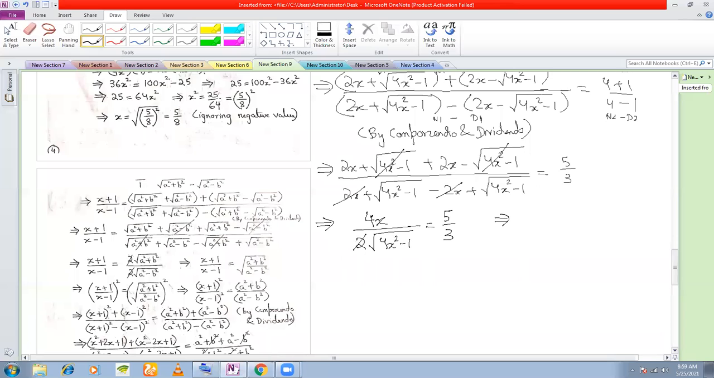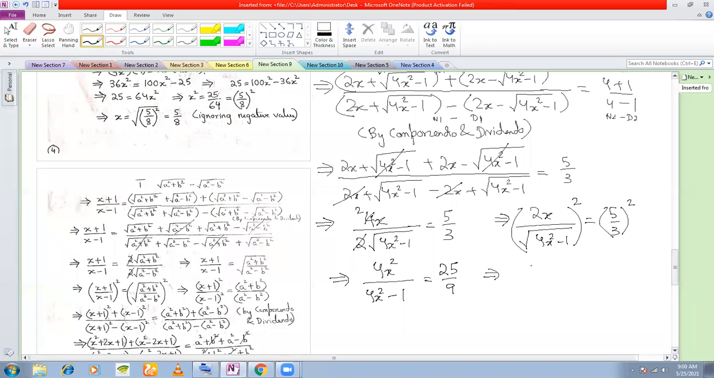We cancel out the common factor here. We simply get 2x by root 4x square minus 1. In order to remove the radical, we square both sides. So if you square both sides, you get 2x by root 4x square minus 1 square is equal to 5 by 3 square. You get here 4x square by 4x square minus 1 is equal to 25 by 9.